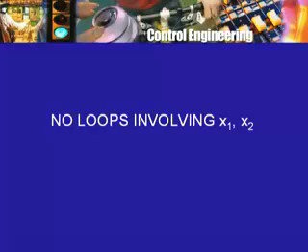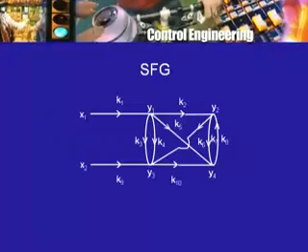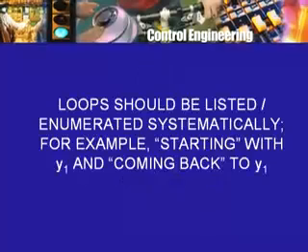There will be no loop involving x1 and x2. Why? Because they are input nodes. There are no incoming arrows, so there cannot be a loop involving x1 or x2. So, we can only have loops involving, say, y1, y2, y3 and y4, and these loops have to be obtained carefully, or as one says, they have to be enumerated or listed carefully, and if you follow a definite procedure, then one will not miss out any loop.